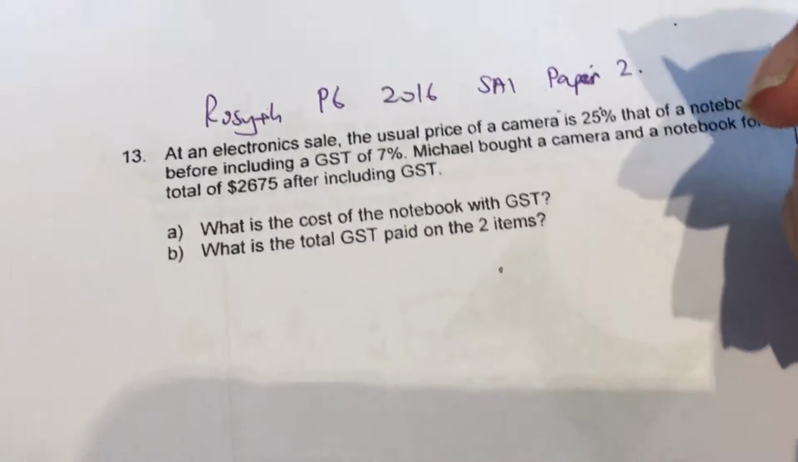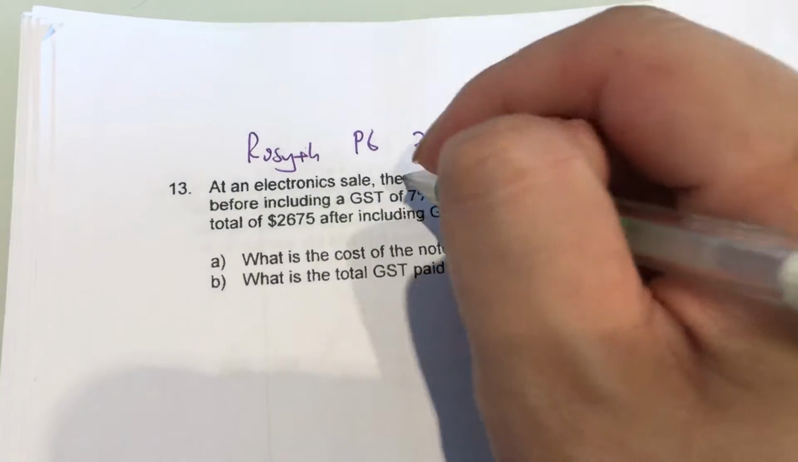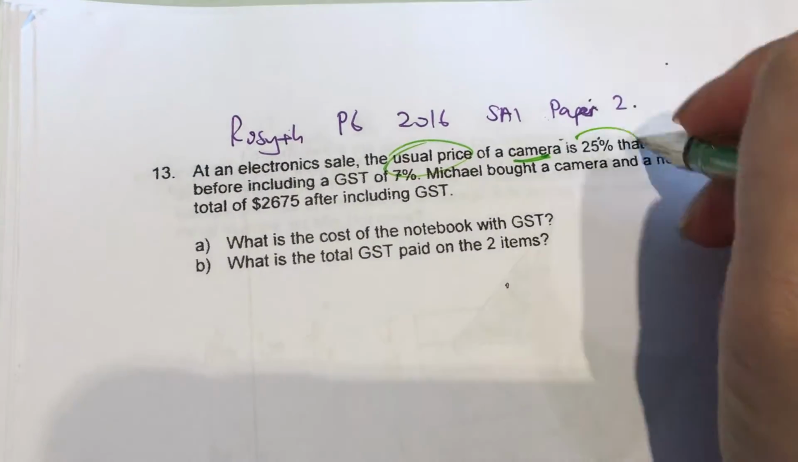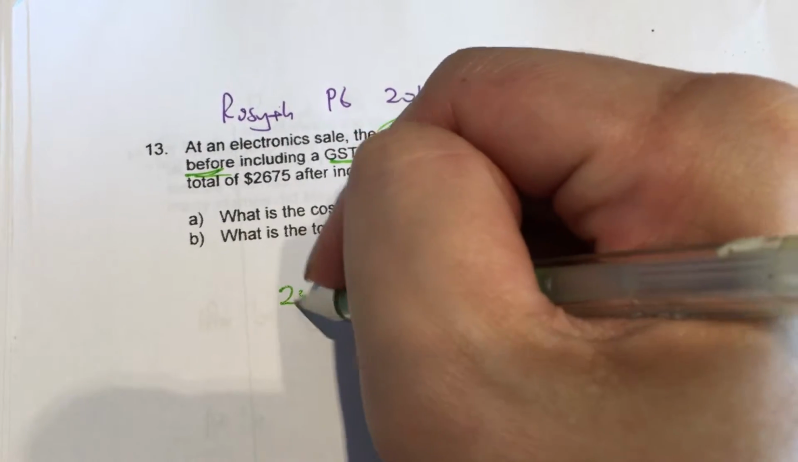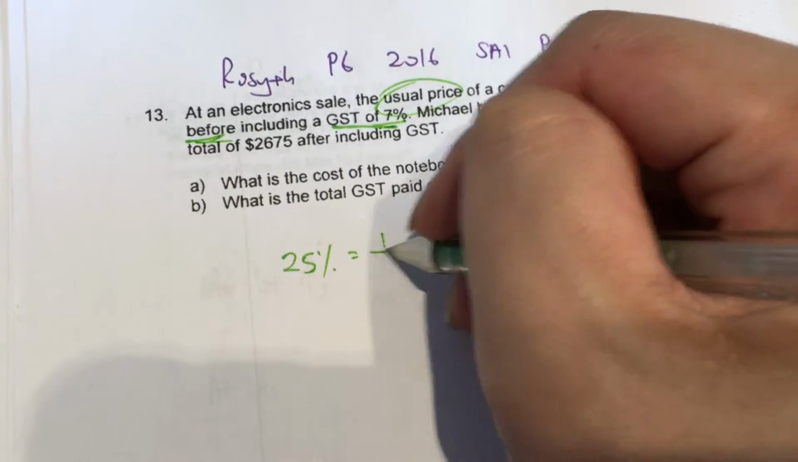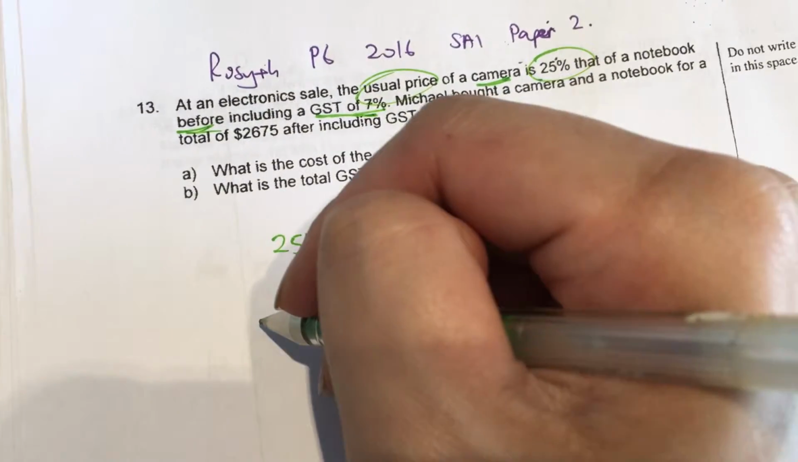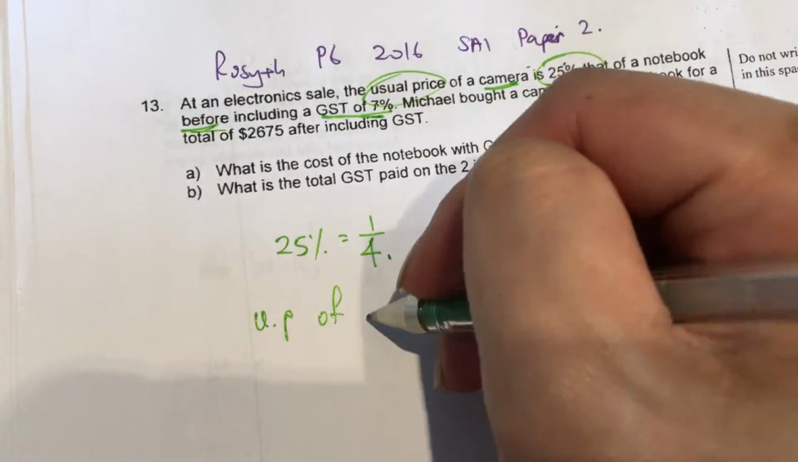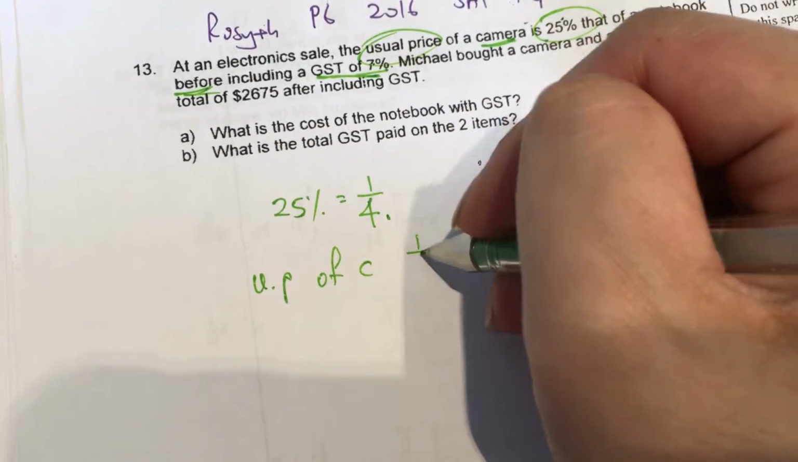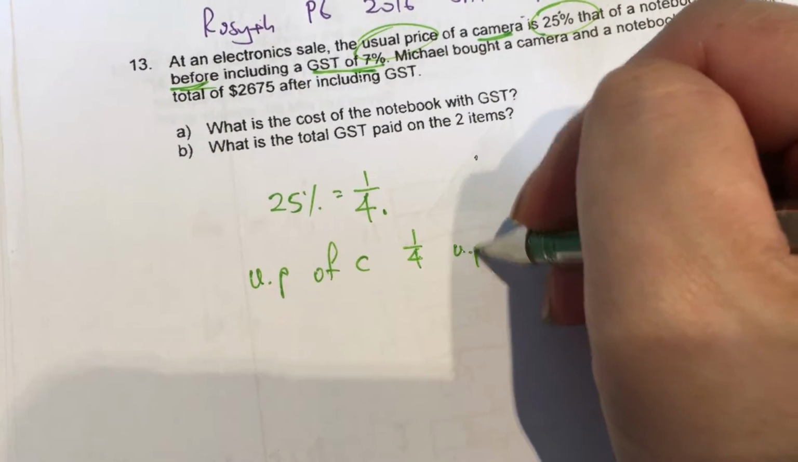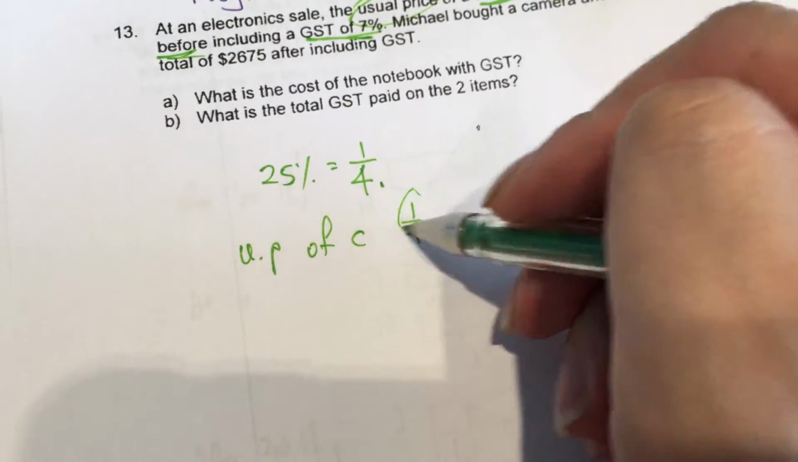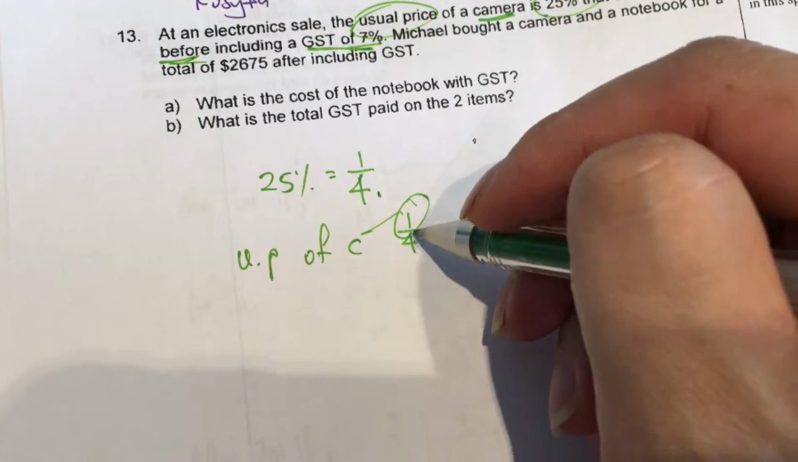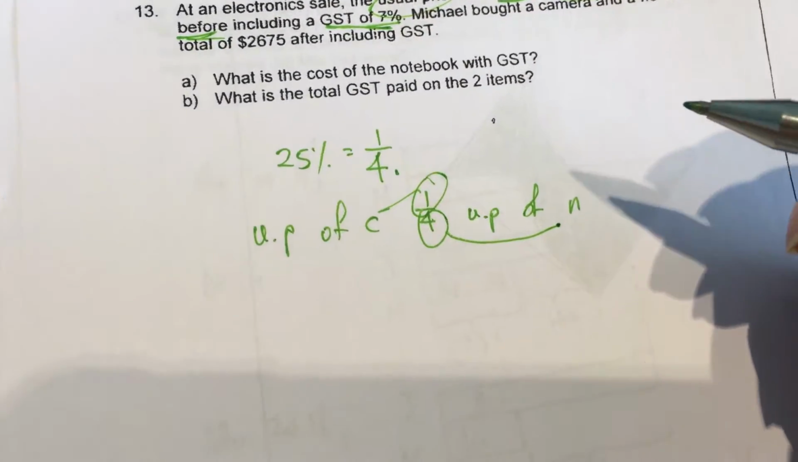Okay, in this question, at an electronic sale, the usual price of a camera is 25% of a notebook before including a GST of 7%. So normally what we do is change 25% to a quarter. So if we are to write it again in short form, which means that the usual price of a camera, and 1 is linked to C, and 4 is linked to the usual price of a notebook.